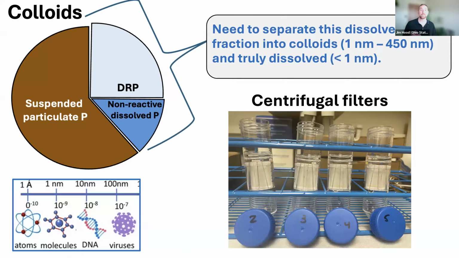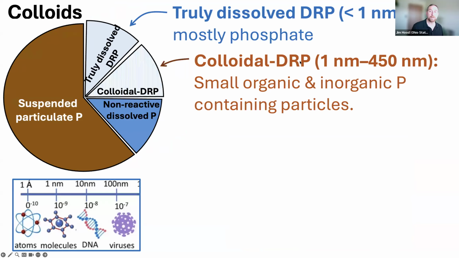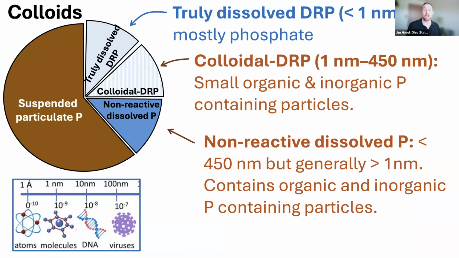To separate these fractions, we used these centrifugal filters to basically separate them into something between 1 nanometer and 450, and then what we're calling a truly dissolved fraction, which is less than 1 nanometer, shown here. And so this gives us a number of fractions. We have this truly dissolved fraction, which we presume is mostly phosphate. We have this colloidal DRP fraction, which contains small organic and inorganic particles, again, likely reactive. And then we have this non-reactive fraction that generally contains particles, organic and inorganic.